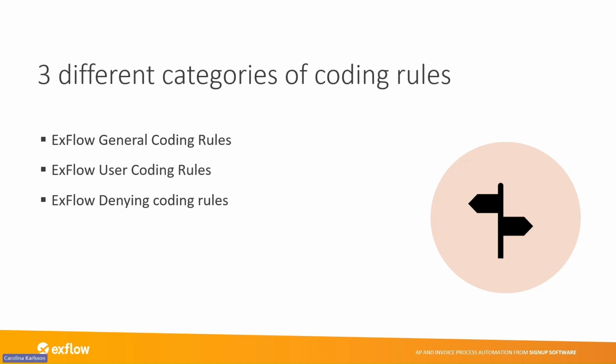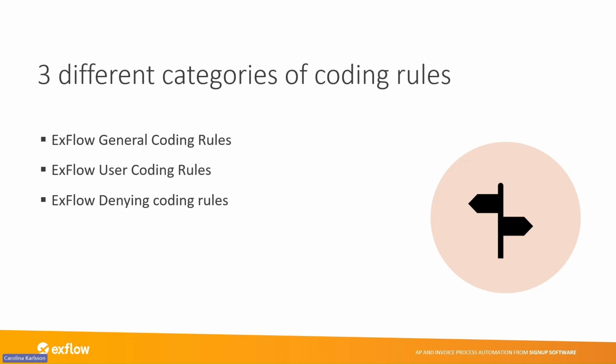And then you have the ExFlow denying coding rules. These can be used for everyone within the company, or you can specify in the settings for that rule if it should apply to a user or a different group. And with denying coding rules, you specify what the user is not allowed to do. So for example, it can be a combination of values. Let's say that if you use a dimension, you're only allowed to use a certain amount of accounts and so on. And you can set up multiple denying coding rules per company.